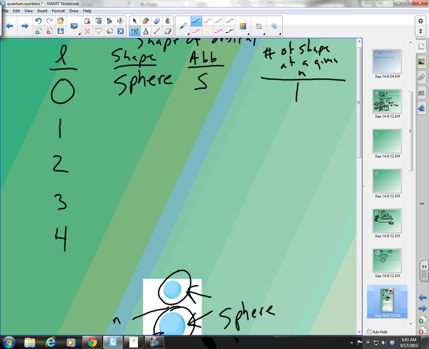Next, when L is equal to 1, what do I get? I have something that is technically called a dumbbell. I tend to like to think of it as a peanut. I'll accept either answer on my quiz and test. Now, why do I like peanut? Because the abbreviation is a p, and a dumbbell and a peanut look kind of alike. Now, how many of these do I have at a given n? 3. Okay, good. So let's take a look.